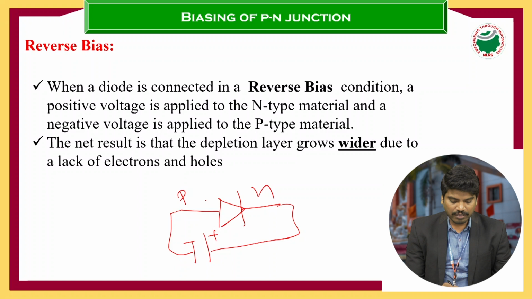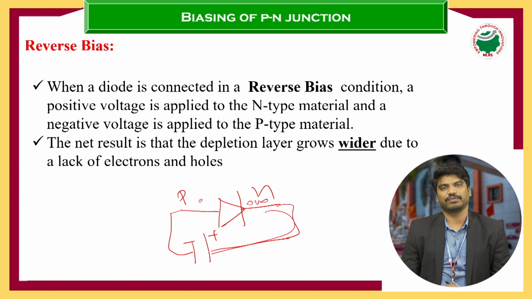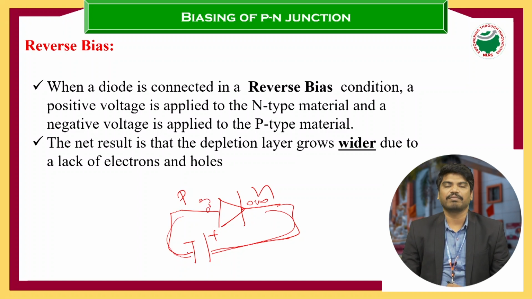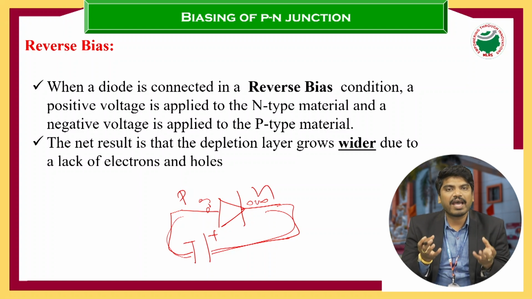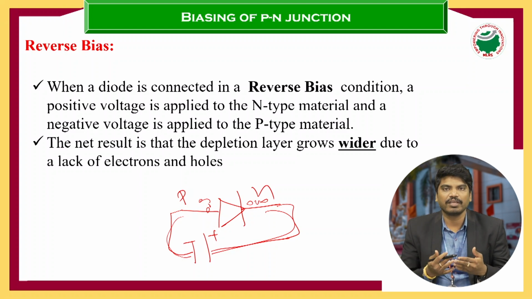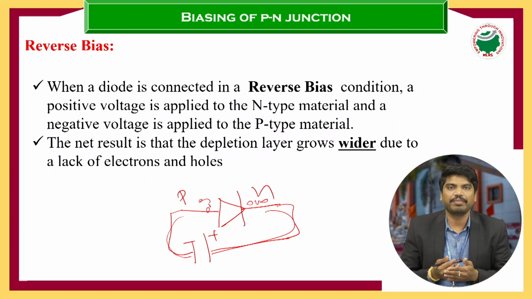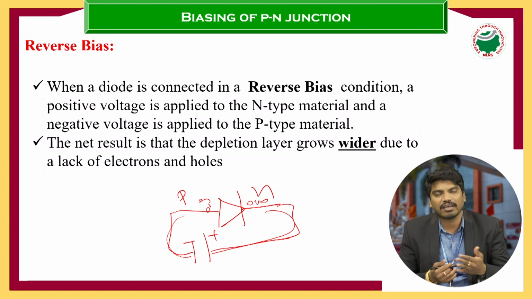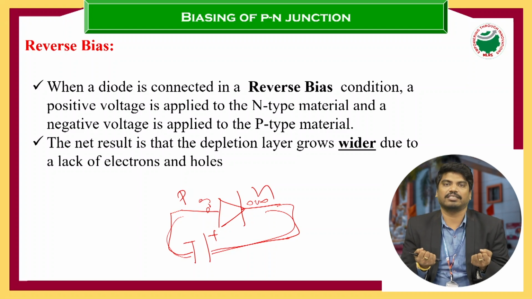That means electrons in the N side will be attracted towards the positive terminal, and the holes in the P side will be attracted towards the negative terminal. That means we are pulling back the charge carriers from the junction. In the forward bias, we are pushing the charge carriers towards the junction, triggering them to cross the barrier and lead to the flow of current in the PN junction diode. But in the reverse bias, instead of pushing the charge carriers, we are just pulling back the charge carriers.